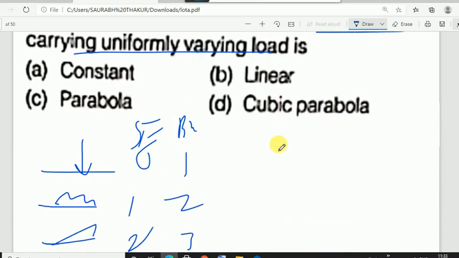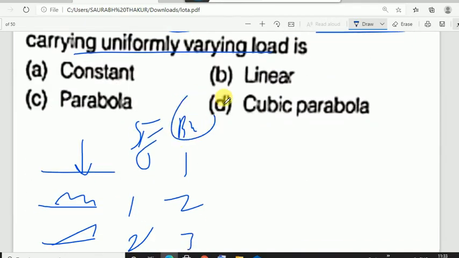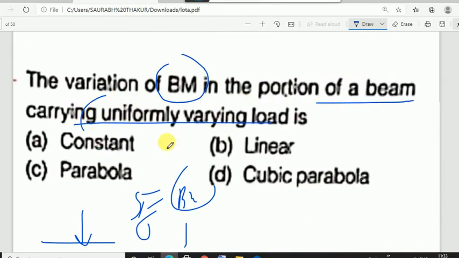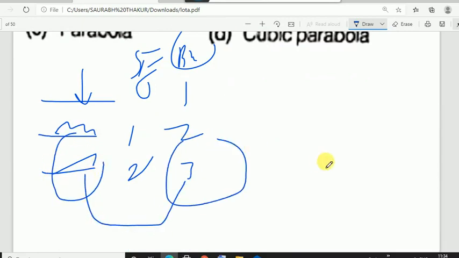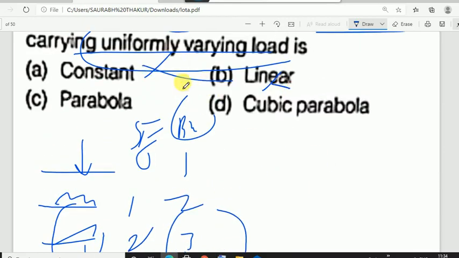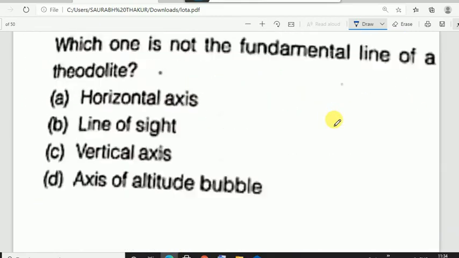And now just go through the question. Talking about bending moment. Okay. For the uniformly varying load, talking about this, that would be 3 degree. Constant, linear, parabola, cubic parabola. Should be your correct answer.